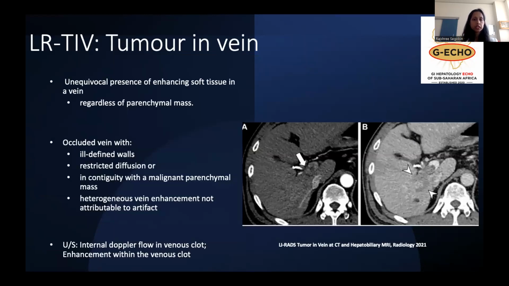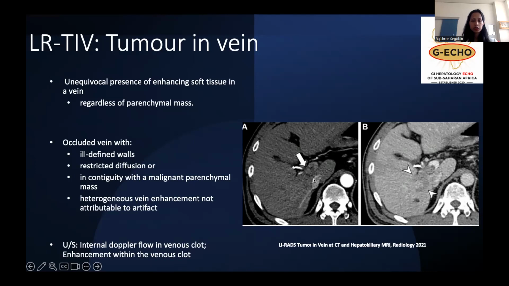So what about tumor in vein? This refers to the unequivocal presence of an enhancing soft tissue mass in the vein, regardless of the presence or not of a parenchymal mass. And you would often see an occluded vein with ill-defined walls, marked diffusion restriction, and heterogeneous vein enhancement, which is not in keeping with artifact.